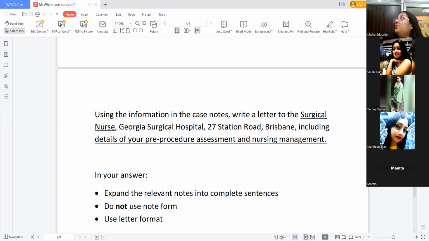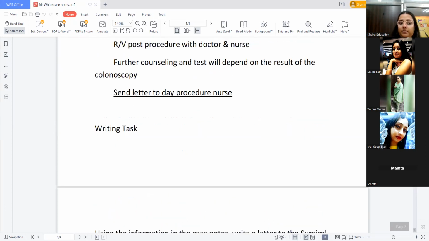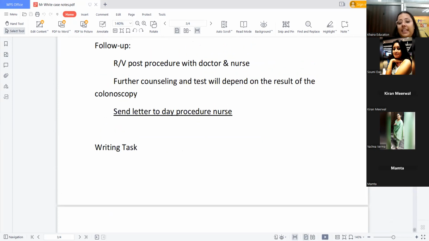So when the purpose is not given in the writing task, where do we go to find out the purpose? Topmost of the letter. The discharge plan. In the information just above the writing task. And in this case, the information just above the writing task is the follow-up, which includes R/V. What's R/V for? Review. Good. Review of the patient post-procedure with doctor and nurse. Then further counseling and tests will depend on the result of the colonoscopy. Send a letter to day procedure nurse.